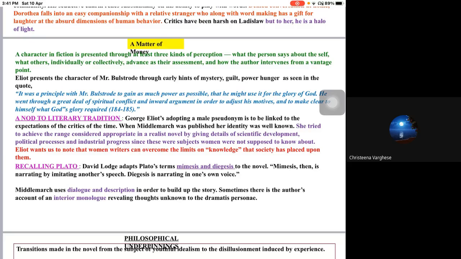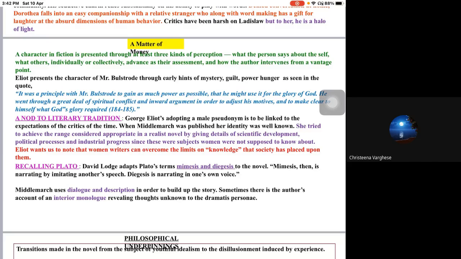And also she makes it a point to write in a way that a man would have written, by writing about topics that were not expected of a woman writer to understand or know, like writing about science, political processes, industrial progress. These were topics considered by the men to be out of the range of a woman writer. But George Eliot proved them wrong by writing about all these things. Eliot wants us to know that women writers can overcome the limits on knowledge that society has placed upon them.